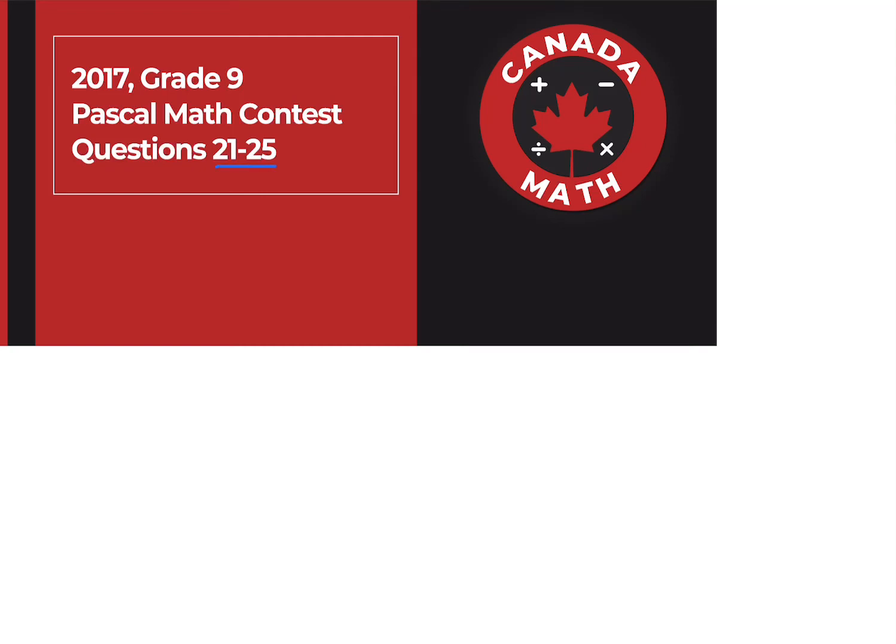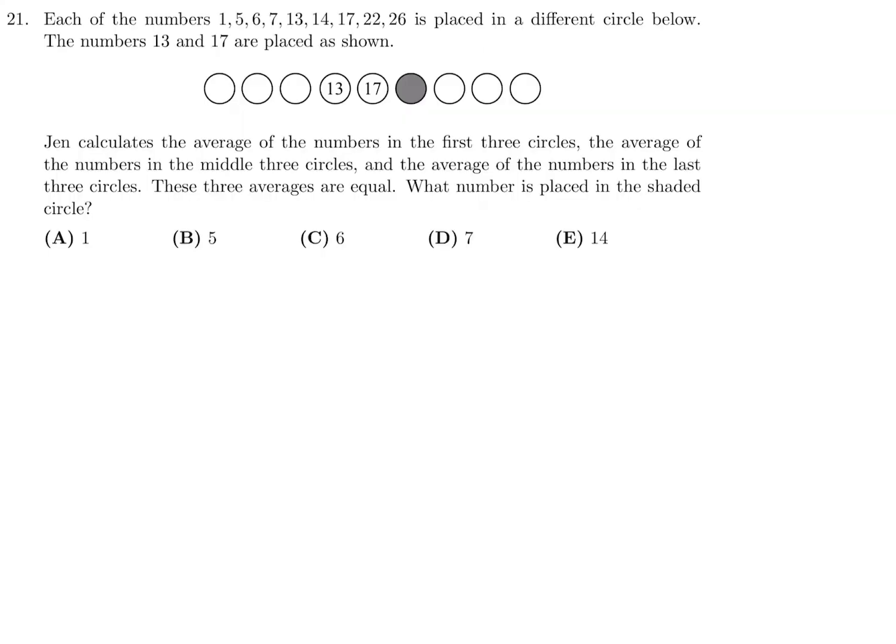Questions 21 through 25 on the 2017 Grade 9 Pascal Math Contest. Each of the numbers 1 through 26 is placed in a different circle below. The numbers 13 and 17 are placed as shown. Jen calculates the average of the numbers in the first 3 circles, the average of the numbers in the next 3 circles, and the average of the numbers in the last 3 circles. These 3 averages are equal. What number is placed in the shaded circle?